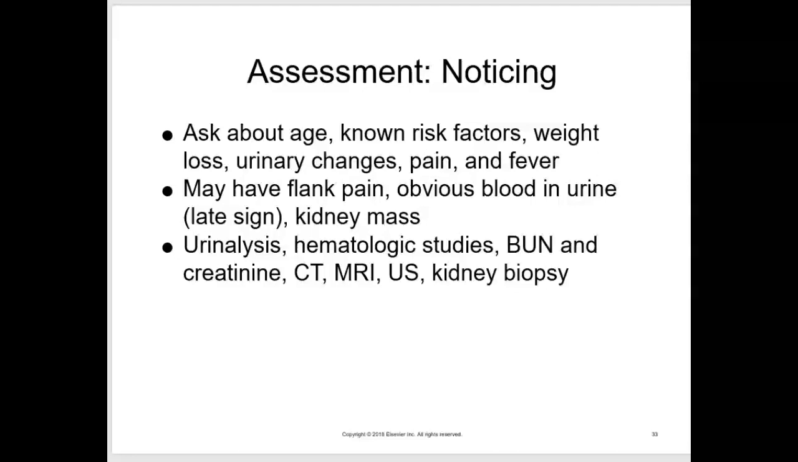Diagnostic assessments can include a urinalysis, which may show red blood cells. Hematologic studies may show decreased hemoglobin and hematocrit. Everything else seems to be increasing, with hyperglycemia, increased erythrocyte sedimentation rate, increased levels of adrenocorticotropic hormone, increased HCG, increased cortisol, increased renin, and increased parathyroid hormone.